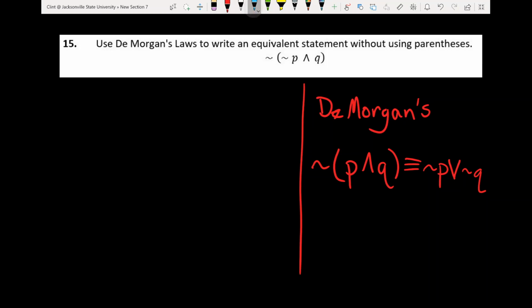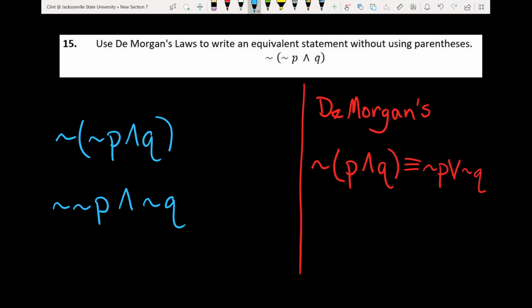So let's look at this one. We're starting with squiggle, and then inside the parentheses, we've got squiggle P and Q. Okay. So if we distribute that negation, if we add that to the first term, we get squiggle P and squiggle Q. Now that looks weird. You're not used to seeing that. What else happens? We get squiggle P, but it's not going to be and anymore. It's going to be or, and then squiggle Q.